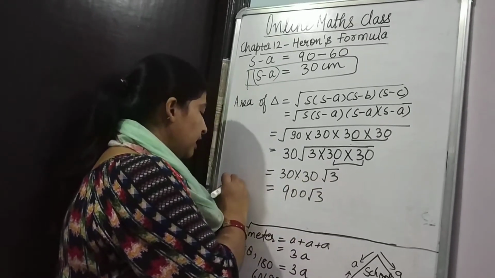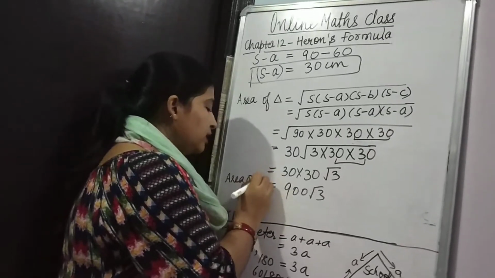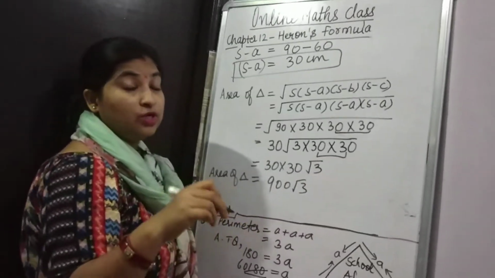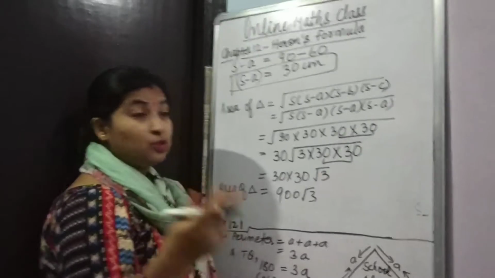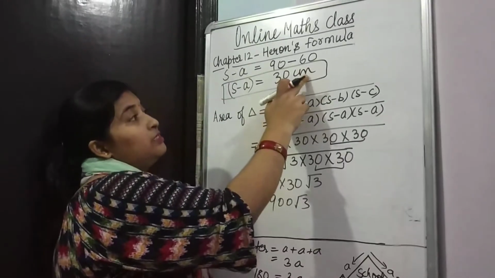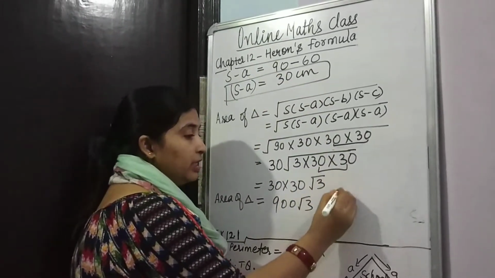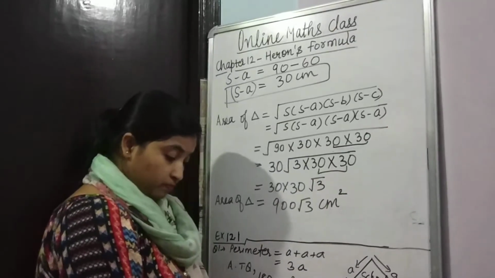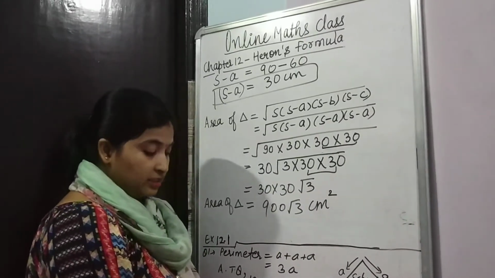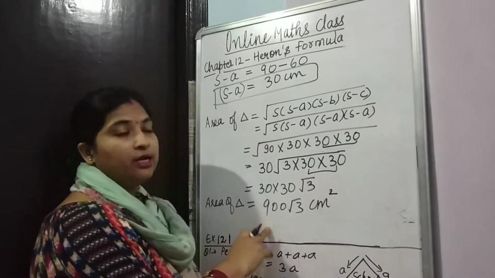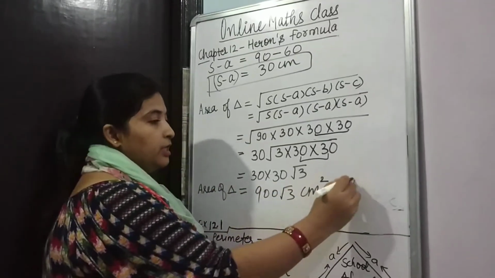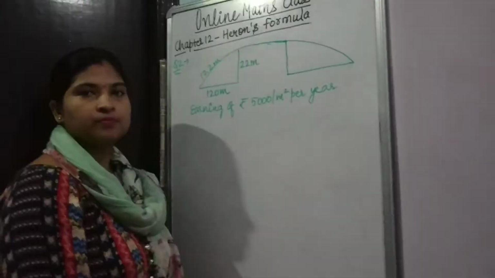So this is the area of the triangle. Now I think you know the unit. What should be the unit? The unit of area is always in square, and the unit here is centimeter. So the area will be in centimeter square. So what will be the area of the signal board? The signal board area is 900 root 3 centimeter square. This is your answer.